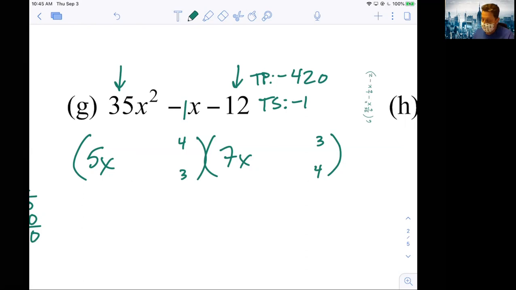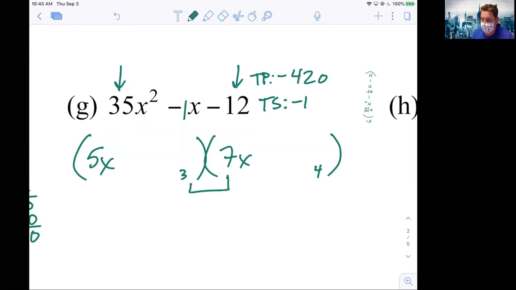Let's just see. If it's a 4-3 combo, that gives us a 28 on the inside and a 15 on the outside. Do 28 and 15 differ by 1 value? No. So it's probably not going to be that combo. It's not going to be the 4-3. Maybe it's the old 3-4 combo.